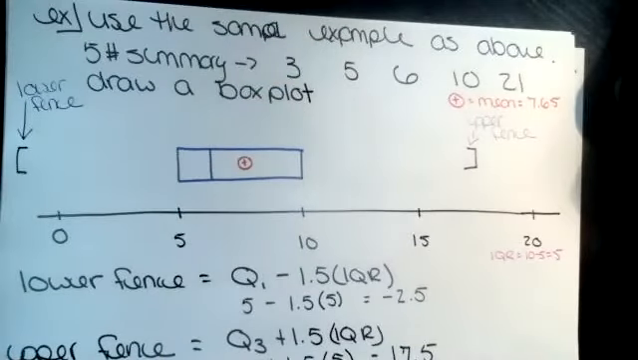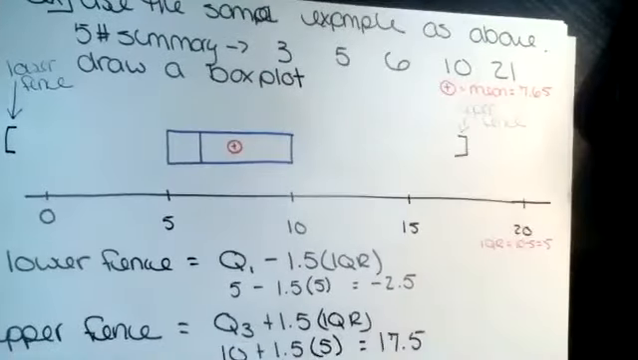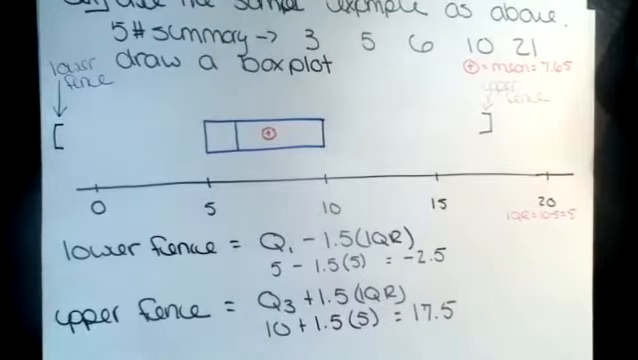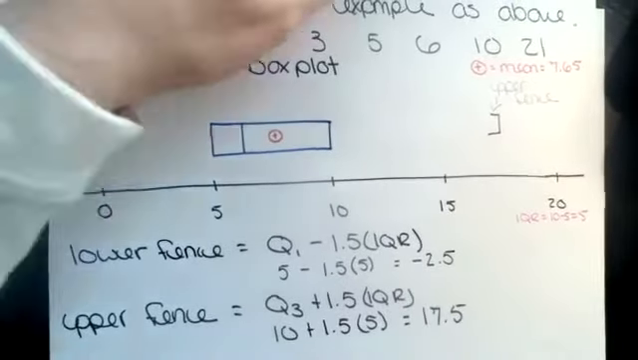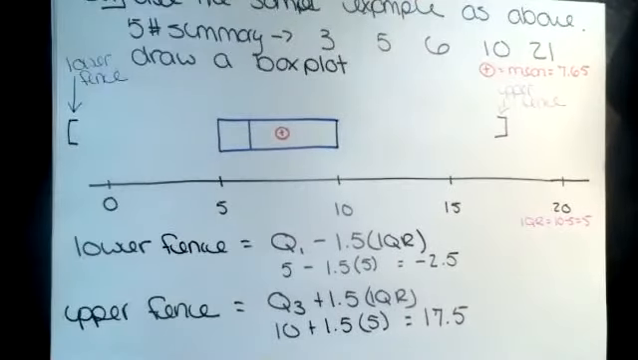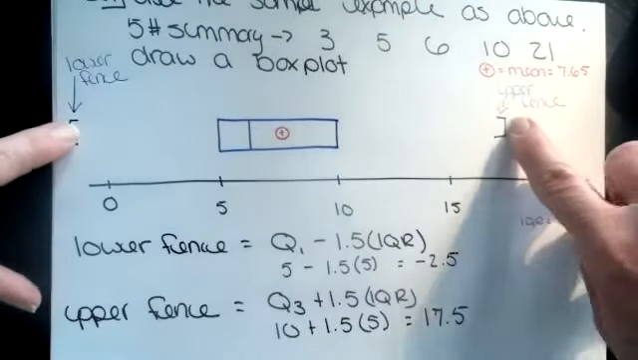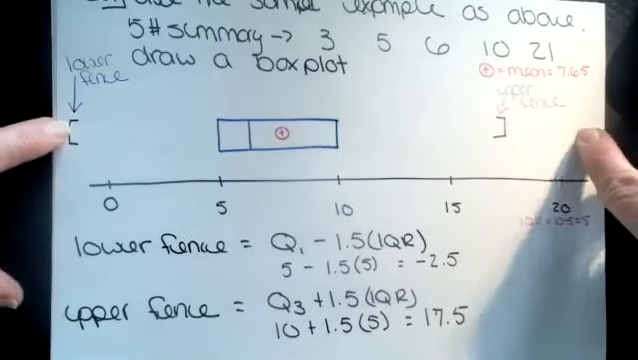Okay. Now I can go and see if I have any outliers, meaning if I have any numbers that are unusual for my data set. So remember what I said, an outlier is outside of the fences. So I'm talking about, do I have any data values that go outside of here?